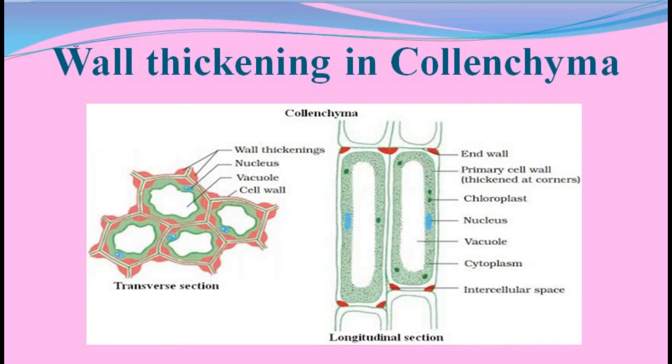In this slide we can see the wall thickening in case of collenchyma. This is a transverse section of collenchyma cells where we can observe the thickening of pectin and cellulose only at the corner wall. And this is a longitudinal section of collenchyma where there is a large vacuole and a single nucleus, and the thickening is at the end walls in the corners.